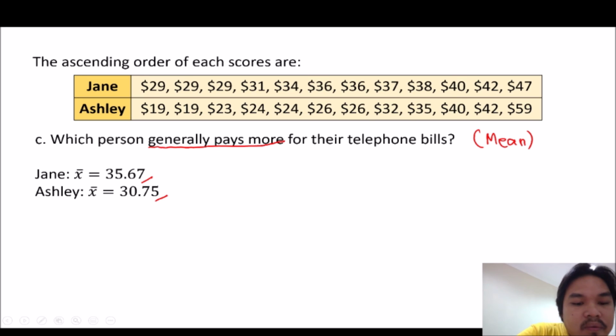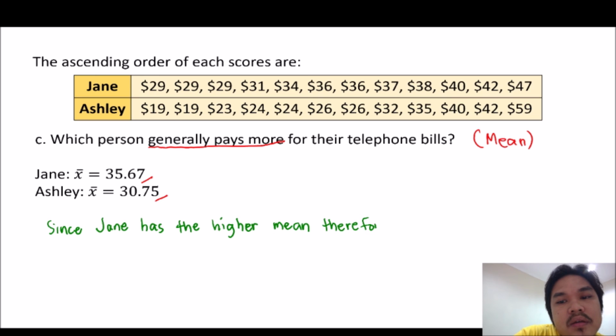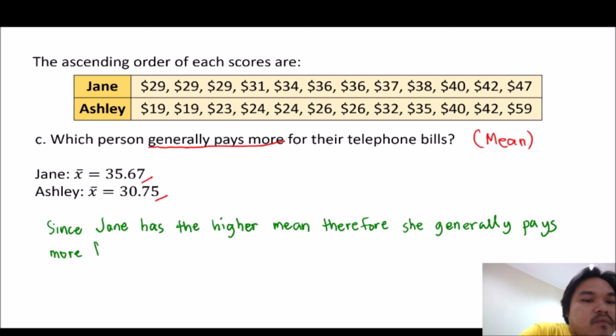Okay, so let's write our conclusion. Since Jane has the higher value of mean, or has the higher mean, therefore she generally pays more for their telephone bills.